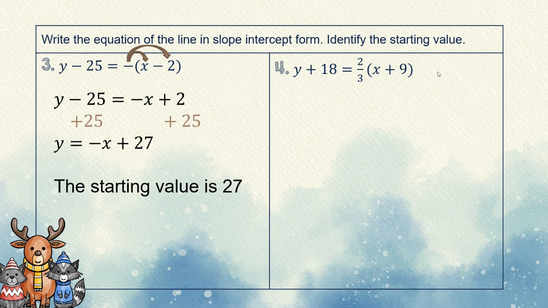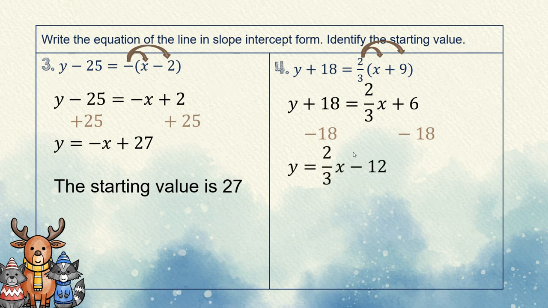For number 4, we have y plus 18 is equal to 2/3 times x plus 9. 2/3 times x is going to be 2/3 x, and 2/3 times 9, there's a couple ways you guys can do this. You can put it in your calculator, or you can take 2 times 9 to get 18 and divide it by 3, which is 6. So I'm left with y plus 18 is equal to 2/3 x plus 6. My last step here is to subtract 18 from both sides. When I subtract 18 from both sides, I get y is equal to 2/3 x minus 12. A positive 6 minus 18 is going to leave me with negative 12.